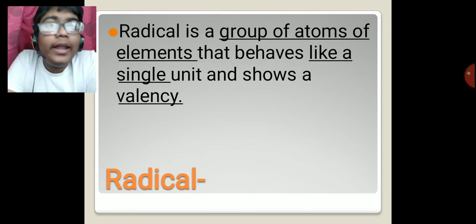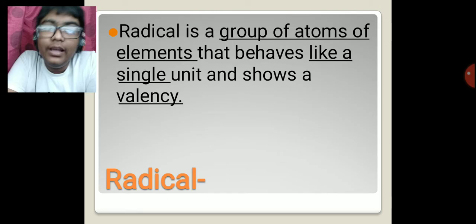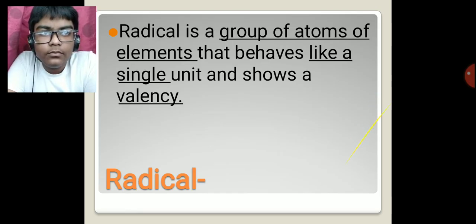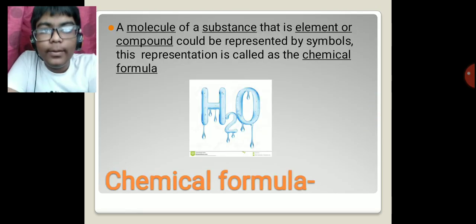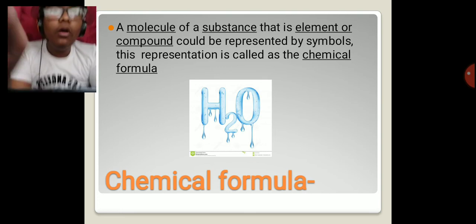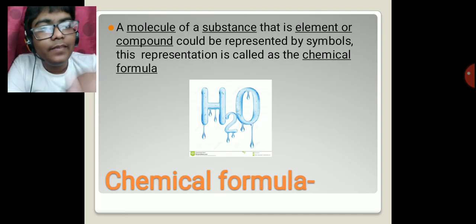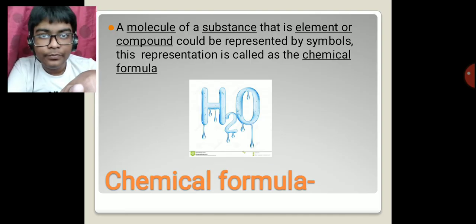Radical. A radical is a group of atoms or elements that behaves like a single unit and shows a single valency. Chemical formula. A molecule of a substance, that is an element or compound, can be represented by symbols. This representation is called a chemical formula.